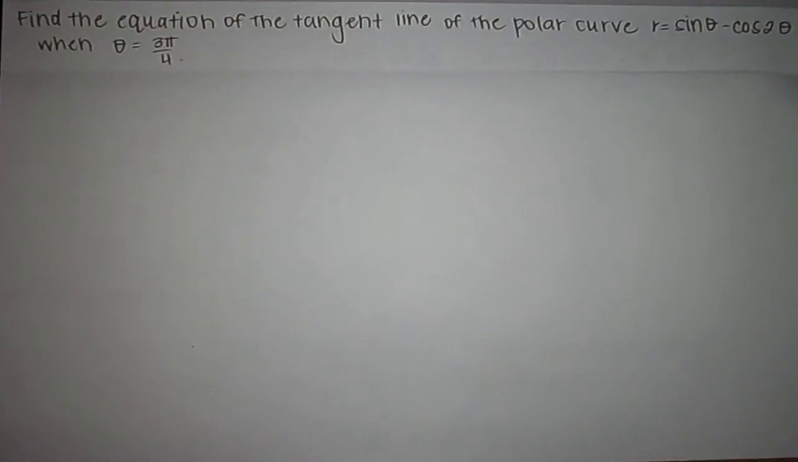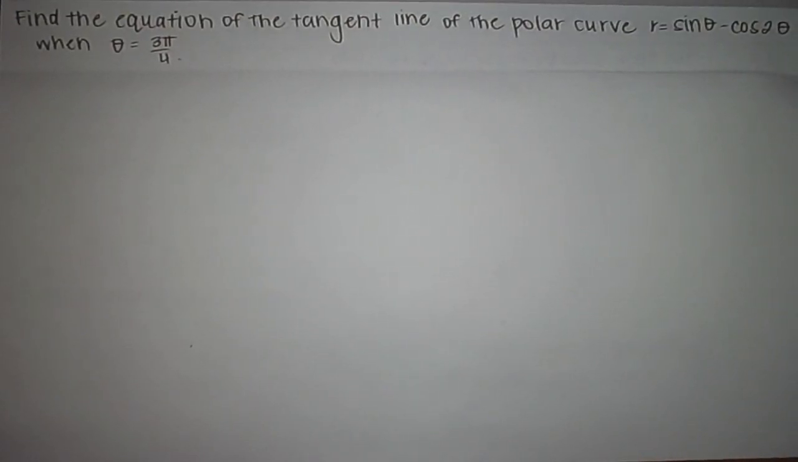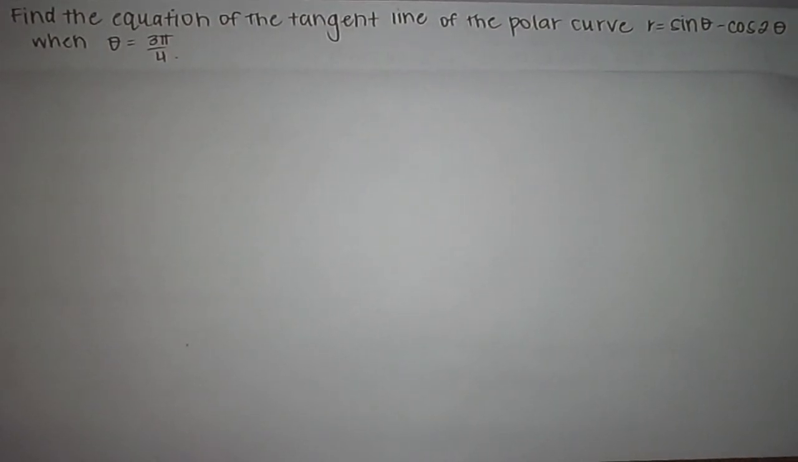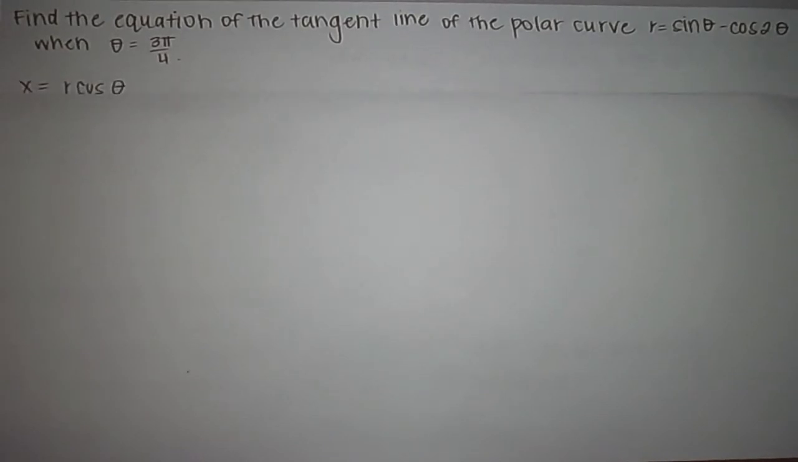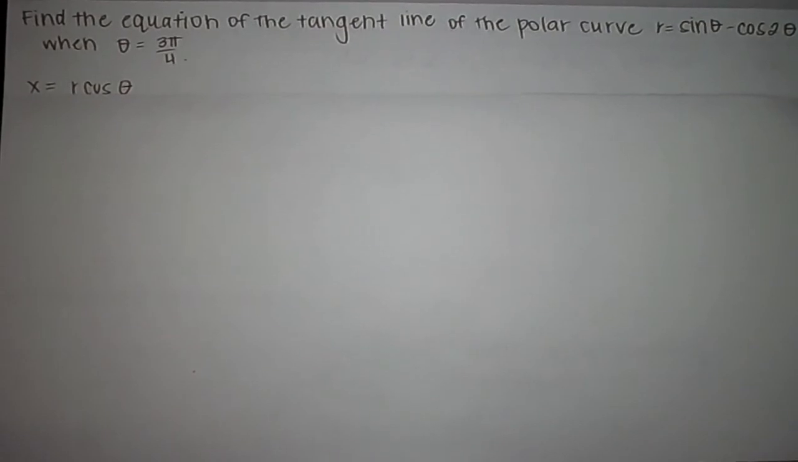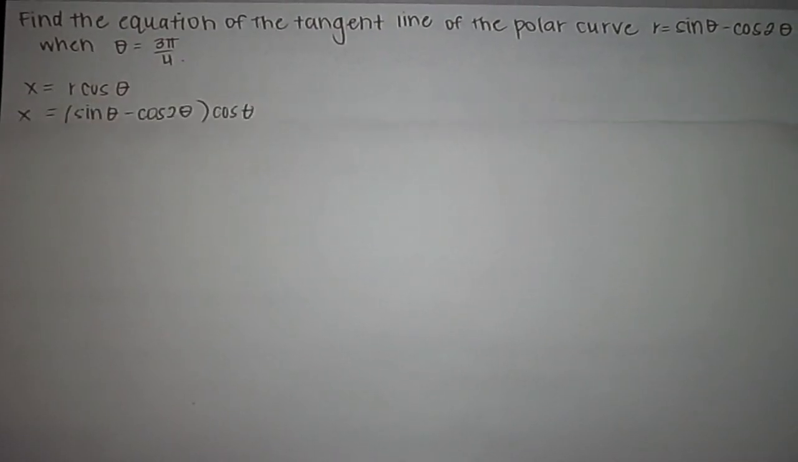Find the equation of the tangent line of the polar curve r equals sine theta minus cosine 2 theta when theta equals 3 pi over 4. So for x, we know it's x equals r cosine theta. We plug in the r. x equals sine theta minus cosine 2 theta times cosine theta.